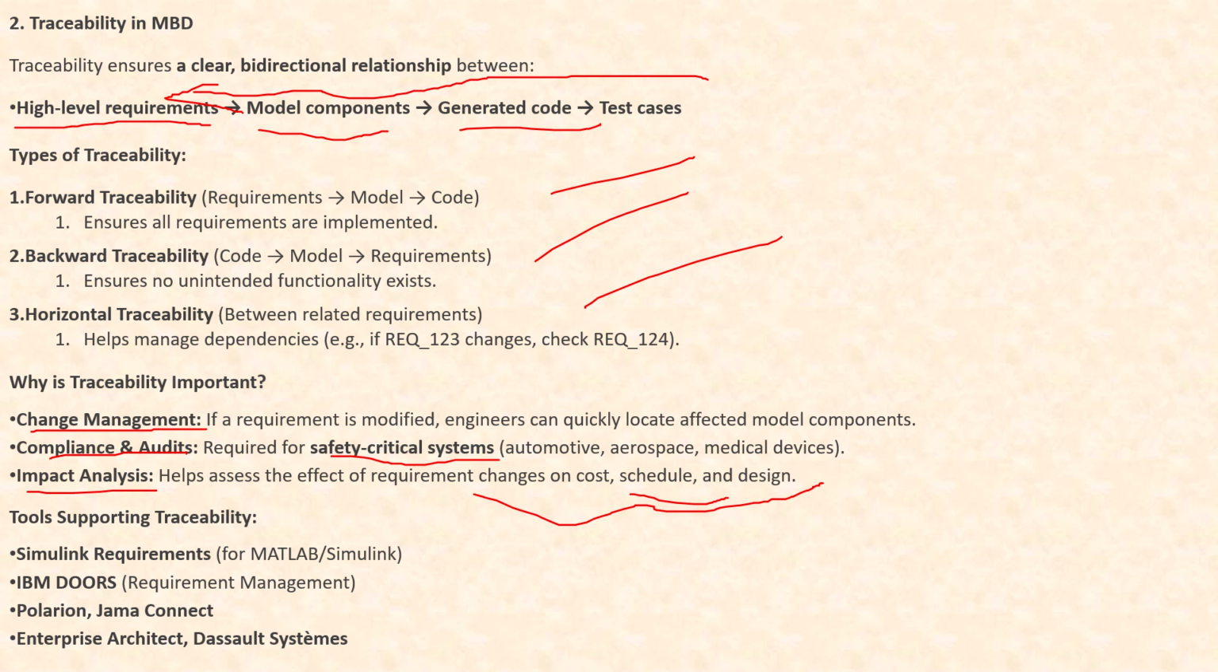All these things are clearly identifiable when traceability is intact. Now what are the various tools that support traceability? Simulink Requirements is there, DOORS is there, Polarion is there. I personally worked on DOORS and Polarion. These are very beautiful tools. Next is Enterprise Architect, which is used for architecture. And JAMA Connect and Dassault Systems are some of the state-of-the-art technologies which are making a foray into the automotive industry nowadays.